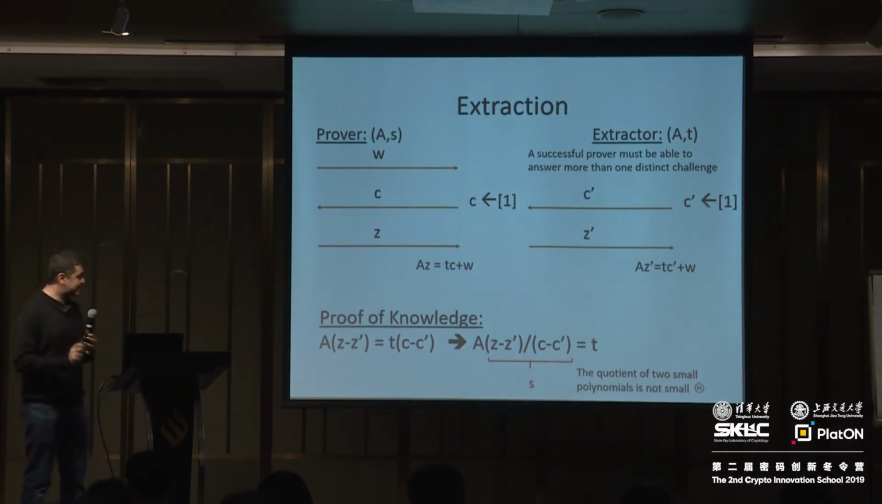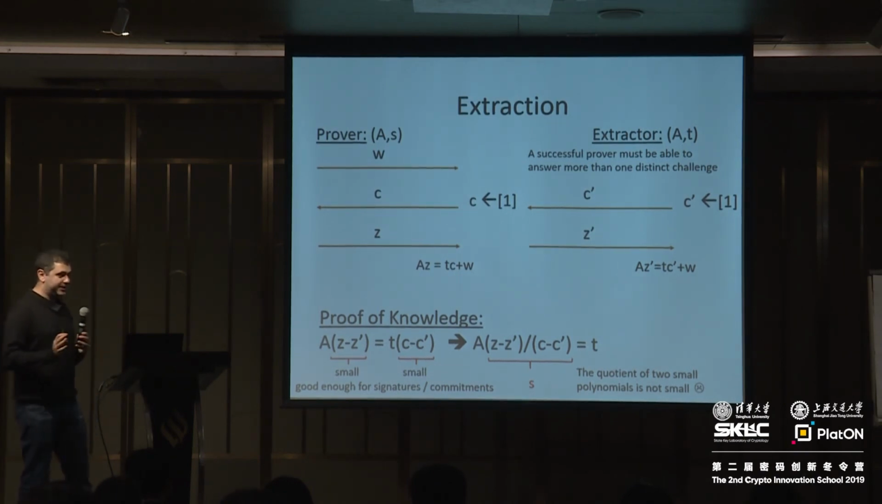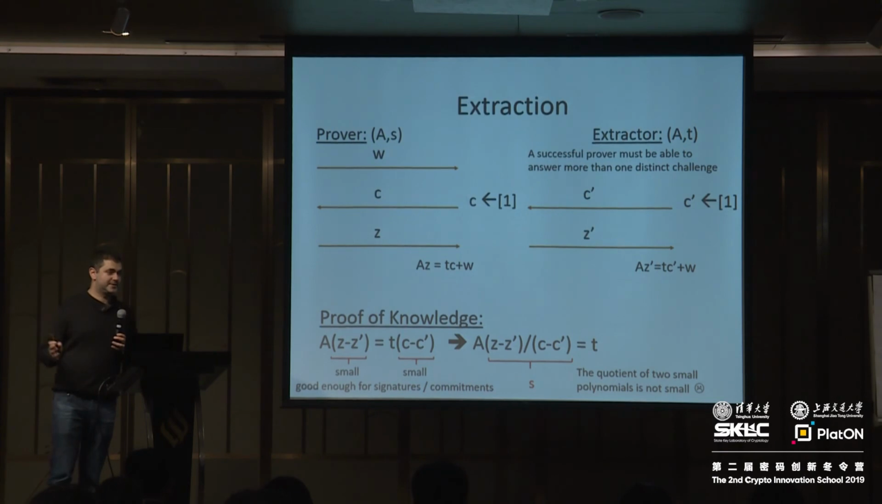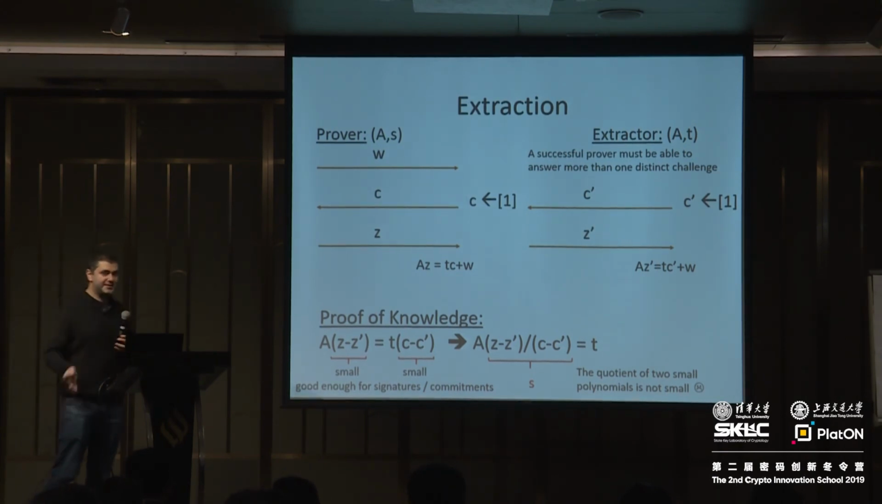But you do get something. Let's forget this is useless, but you do get something non-trivial. If you don't do this division, you do get A times something small equals T times something small. And that's actually good enough for some things, like signatures and commitments, and a few other things. For signatures and commitments, it's practical enough to be used in other practical things.